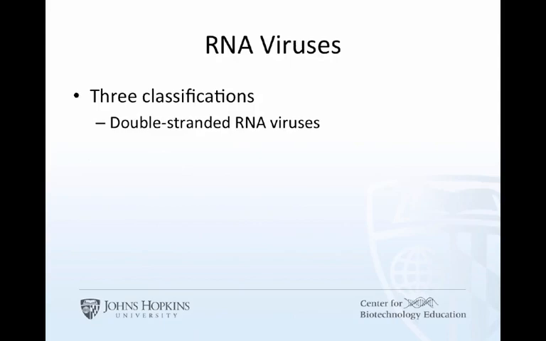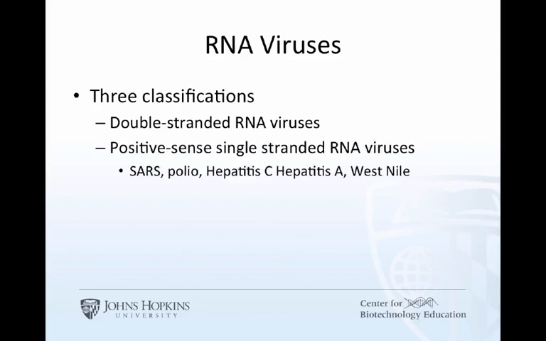We can divide RNA viruses into three broad classifications. Some are actually double-stranded like DNA. RNA can form a double-stranded molecule. Of the single-stranded, there are two types. Positive or plus-strand or sense RNA viruses are ones where viral proteins can be translated directly from the viral genome. There are many, including SARS and polio.